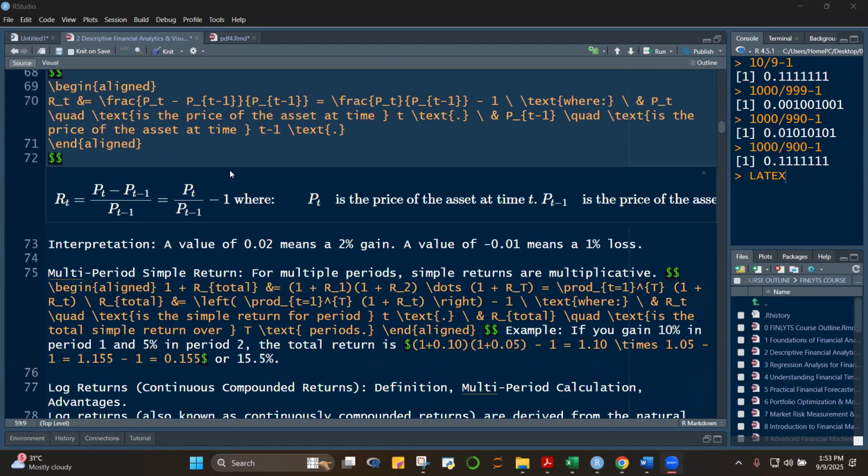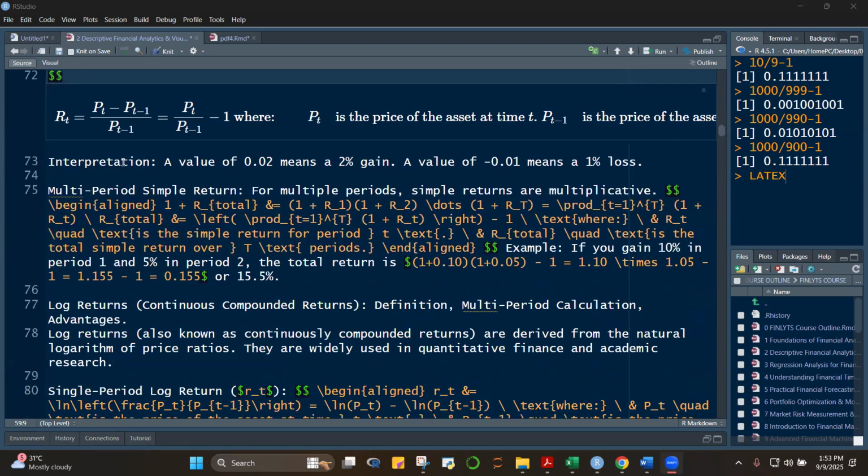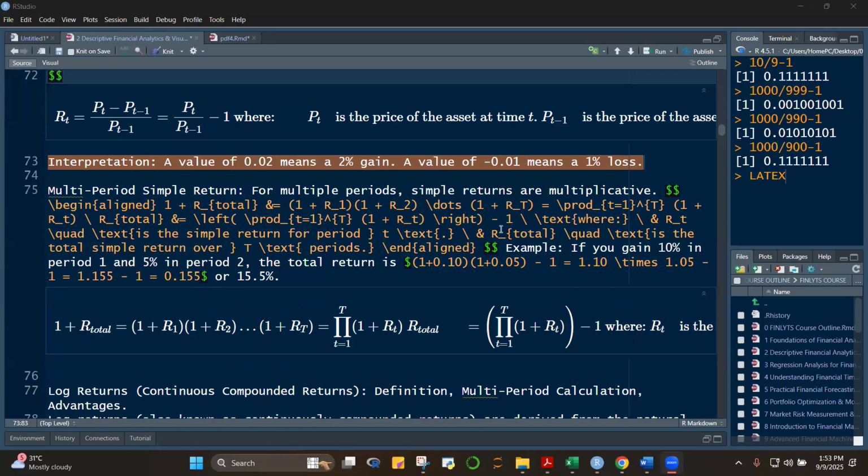Anyway, I'm going to put this in the chat box. If you got an R sub t equal to 0.02, then it simply means that there's a positive gain in the price of the asset. A value of negative 0.01 means a 1% loss. Okay, so let's have one more example.